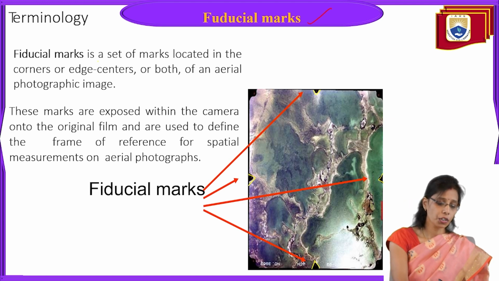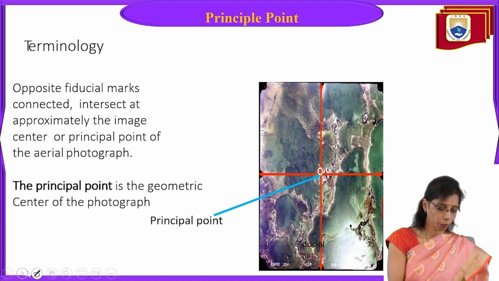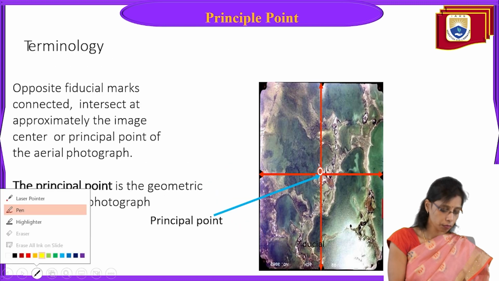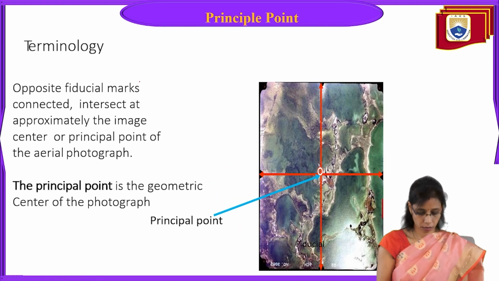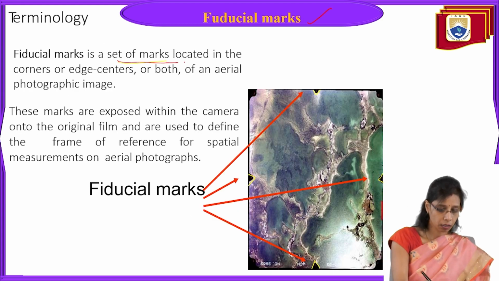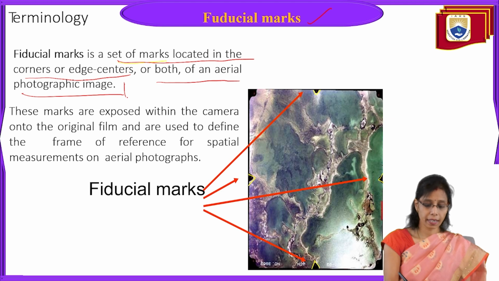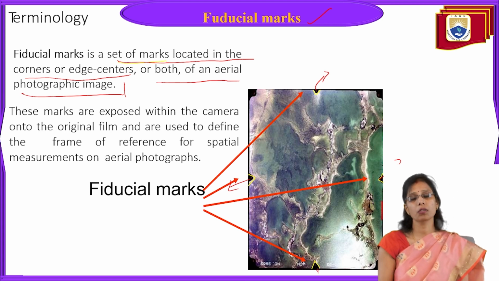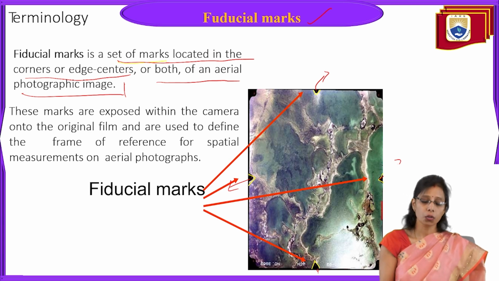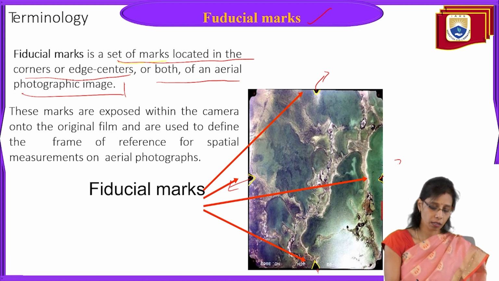Fiducial marks are a set of marks located in the corners or centers or both of an aerial photographic image. So it is located in the center of each side of the photo. What is the purpose of fiducial marks? This is very important to understand the geometry of the aerial photograph. It will be available on all the photographs. Every aerial photo has marks like this.